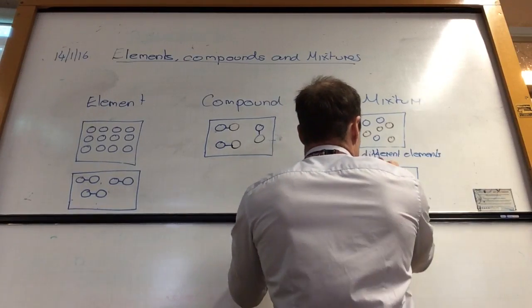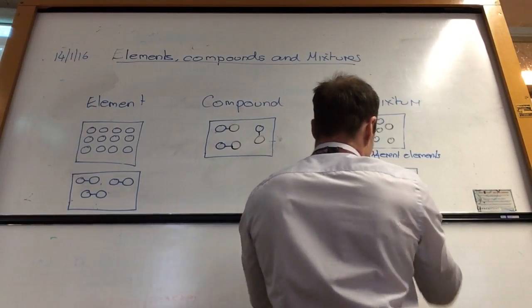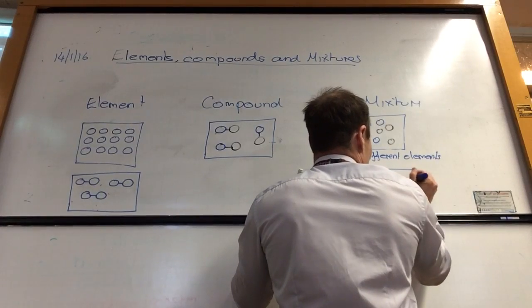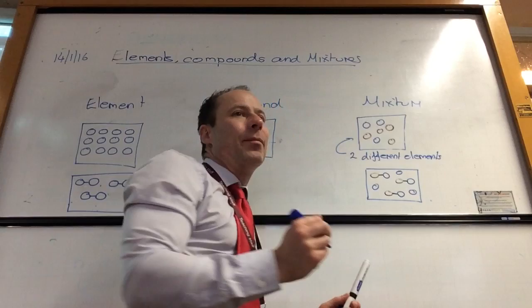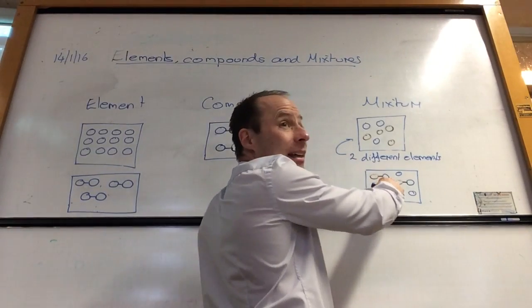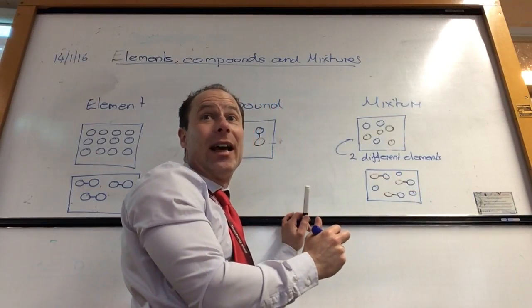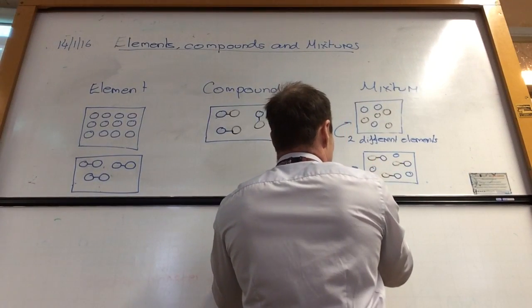Let's do one more. Like so. What would that be? That's a mixture of, this is going to be a compound, this is an element, so it's a mixture of an element and a compound. Brilliant.